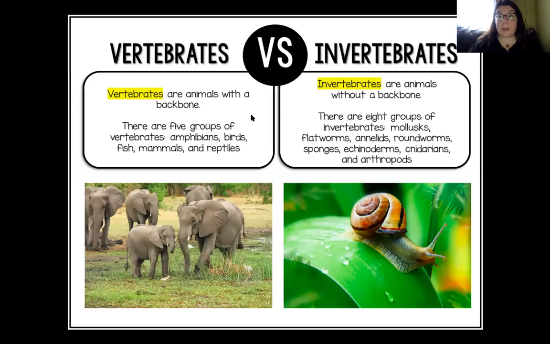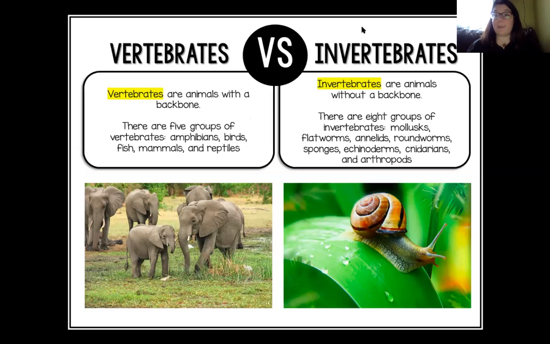Vertebrates are animals with a backbone. We human beings, we are mammals and we are vertebrates. Feel your back. We have a backbone. There are 5 groups within the vertebrates: amphibians, birds, fish, mammals, and reptiles. We human beings are mammals.